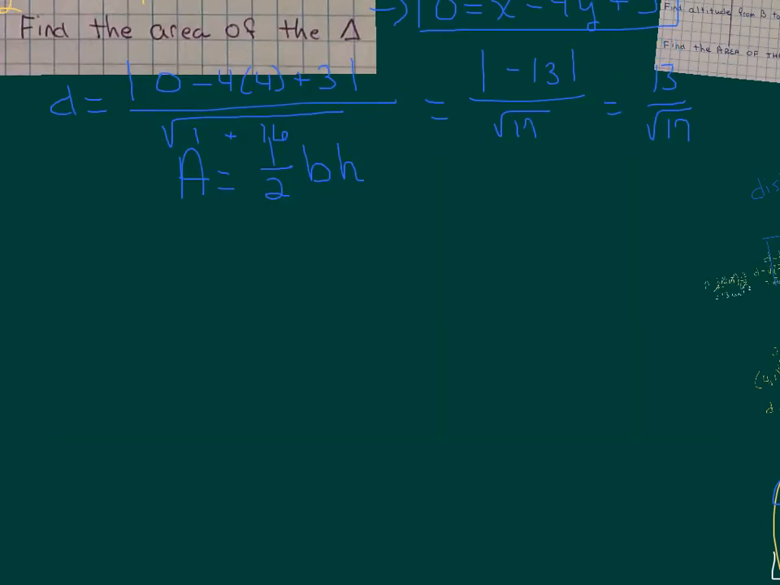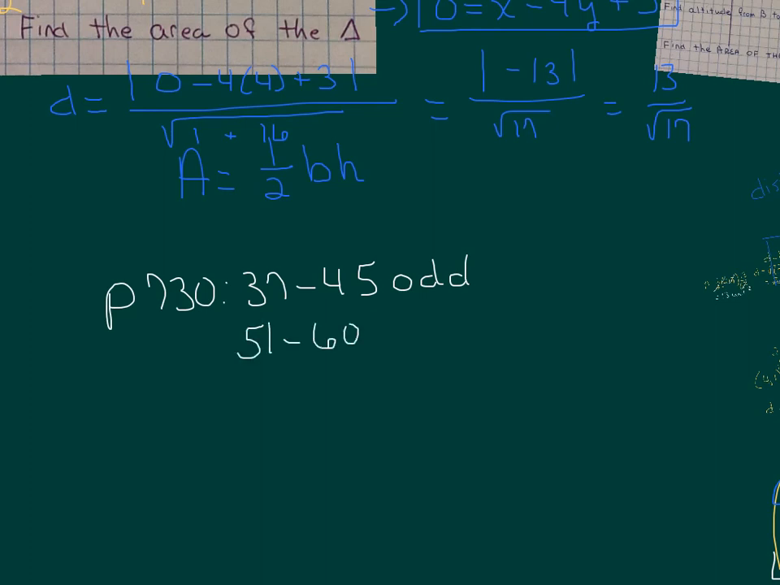Okay, these are the formulas that you'll need for your homework, and these are examples that you can look at for your homework, which is on page 730. And you have 37 to 45 odd, 51 to 60 every third, and 62, 65, 66, and 67.